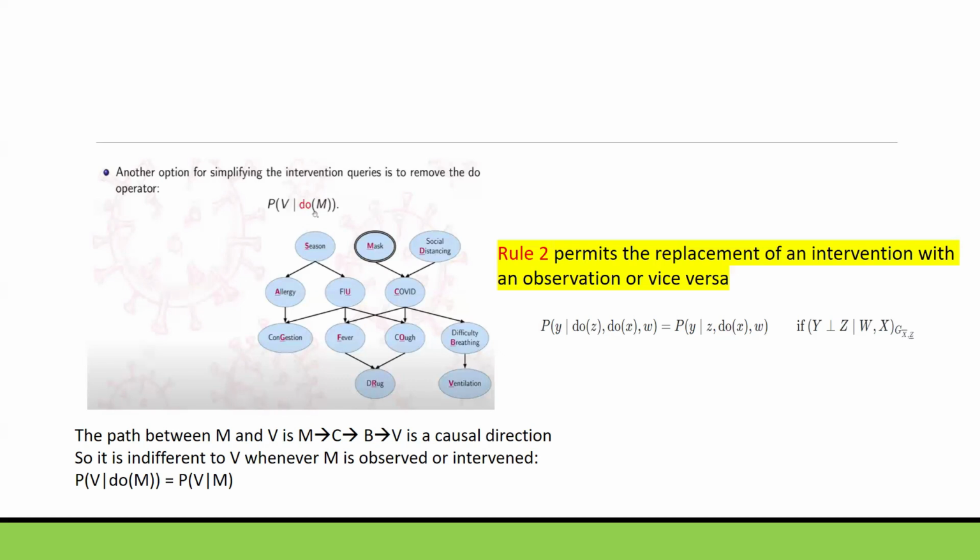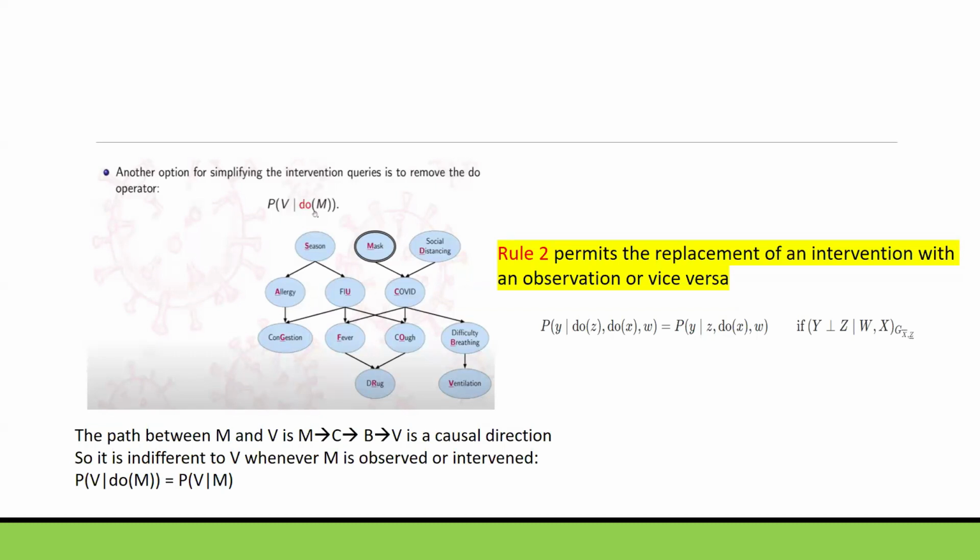First we have to look at this graph and understand the paths between M and V. What is the pathway by which mask use could influence ventilation? Mask influences COVID. If COVID is reduced, fewer people are admitted and fewer have difficulty breathing. So the pathway from M to V in this graph is always through a causal direction. If you promote mask use, it reduces COVID. If COVID is reduced, people who have difficulty of breathing would reduce, and we don't need ventilation. That is the direct causal direction in this graph.